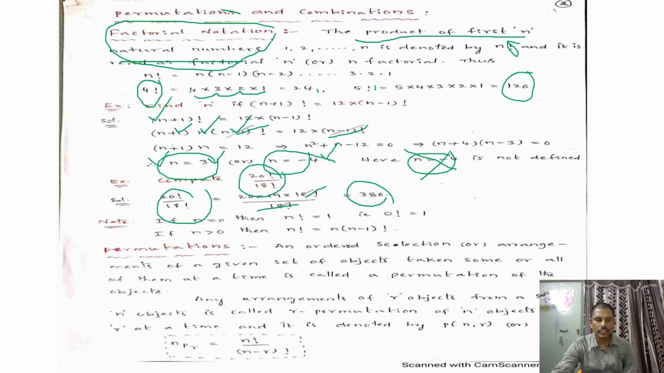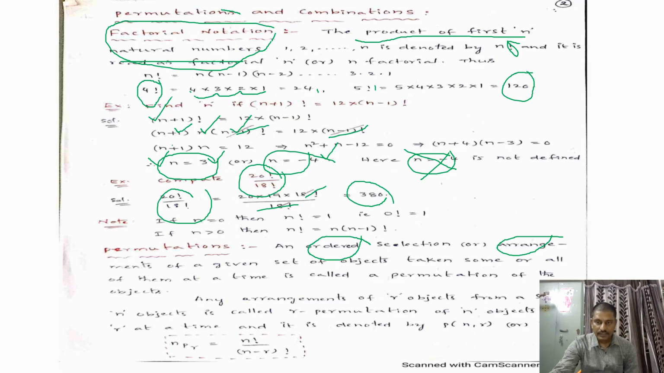Depending on factorial notation, we define permutations. So permutation is nothing but an ordered selection or arrangement. In simple words, permutation can be said as arrangement. Arrangement itself requires order, okay? Selection does not require order.